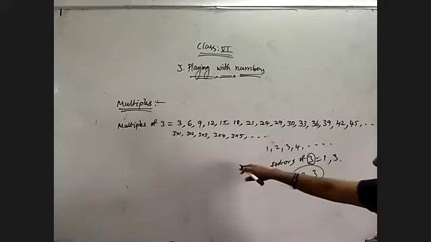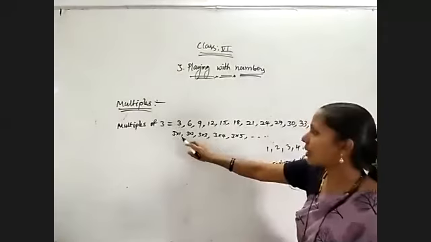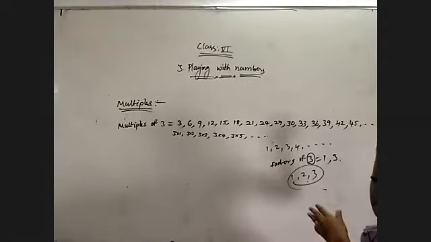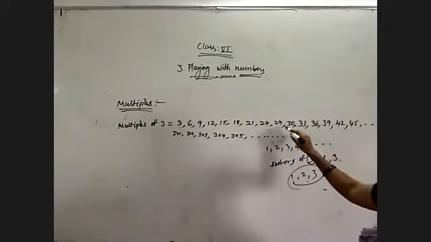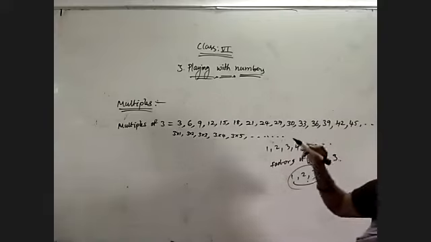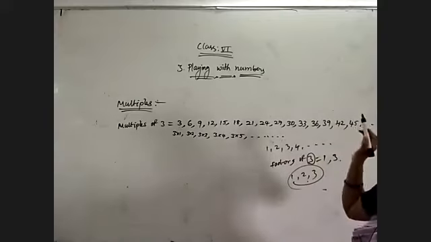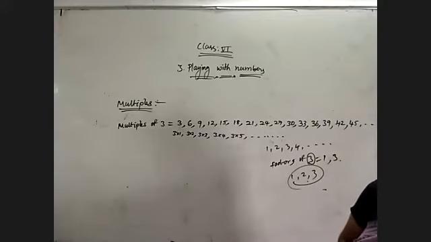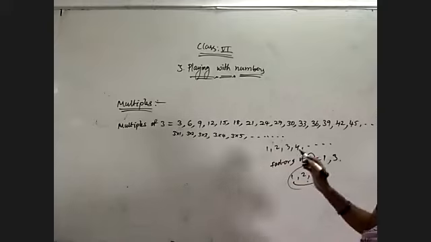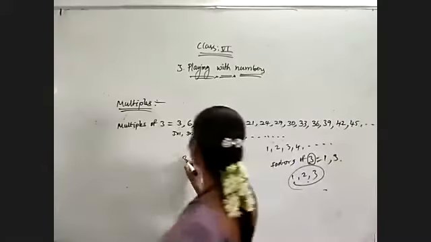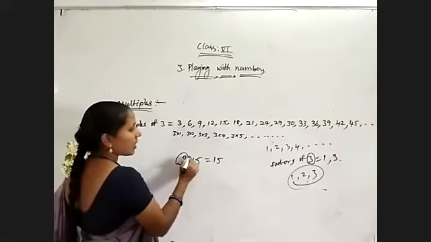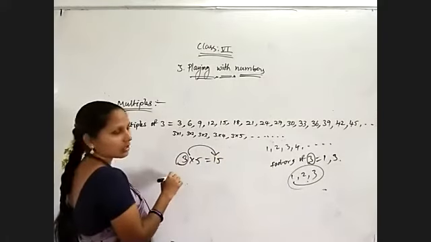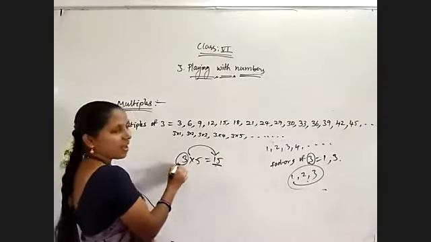But coming to the multiples, we just multiply by 1, 2, 3, 4, 5 and so on. There is no end to these natural numbers 1, 2, 3, 4, 5. That means there is no end to multiples. So multiples of any number are uncountable, infinite. By multiplying 1, 2, 3, 4, we get the multiples. As I told you just before, 3 into 5 is equal to 15. So 15 is a multiple of 3.